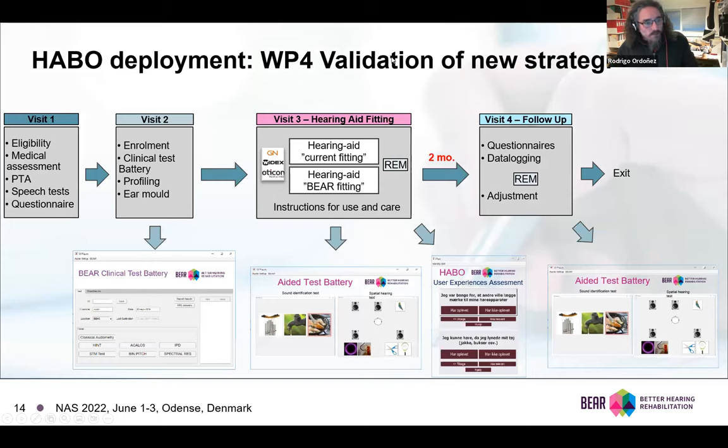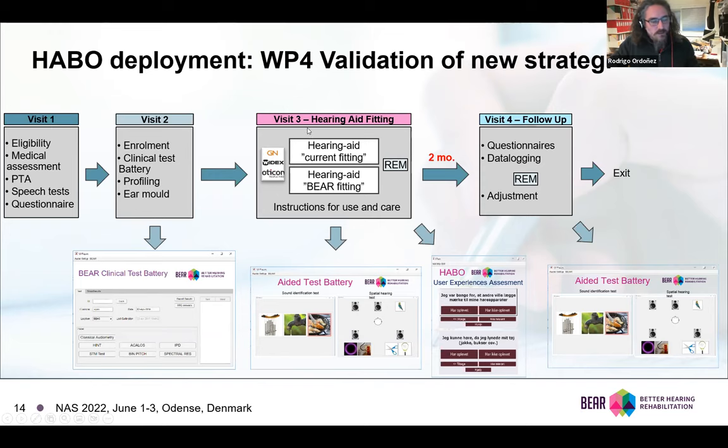In terms of the deployment, when did we deploy this user experience assessment? It was basically during work package 4, or the validation of the new strategy of the BEAR project. Subjects or patients were invited to the first visit, where they would check for eligibility to participate in the experiment. The medical assessment and the hearing assessment would be done. If the people were enrolled in the experiment, in the next visit the extended clinical test battery was done, where additional assessment of the hearing was made.